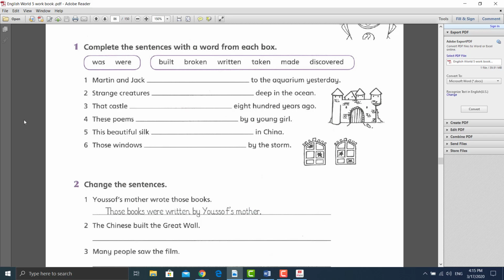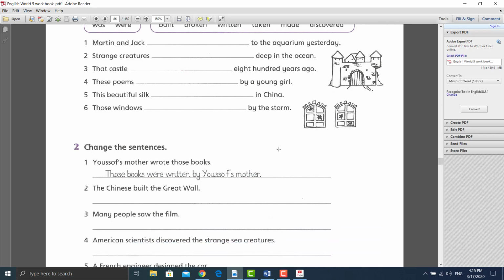Number 3. Look at that castle. That castle was built 800 years ago. Yes, that castle is singular, so we are going to use was. That castle was built. Very good. That castle was built 800 years ago. Number 4. Okay, we are going to leave number 4, 5, 6 as homework.